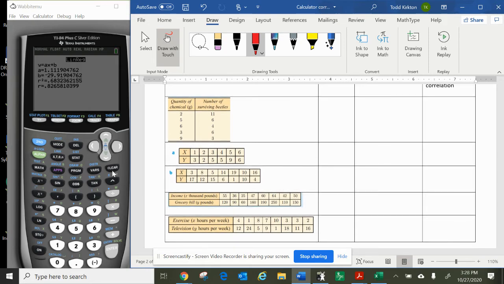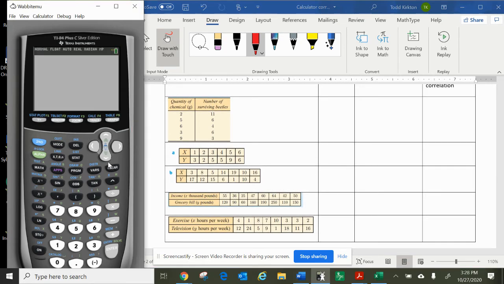So I would like you to go to the back of your paper. We'll do one more together. This table is just in vertical form, but again, we have X's and Y's. They're comparing to see if the quantity of chemical we use is related to how many beetles are still alive. So we're trying to kill bugs. Again, pause, put this into your calculator. You can use a different list. I'm going to use list 3 and 4. You can use list 1 and 2 again if you want.